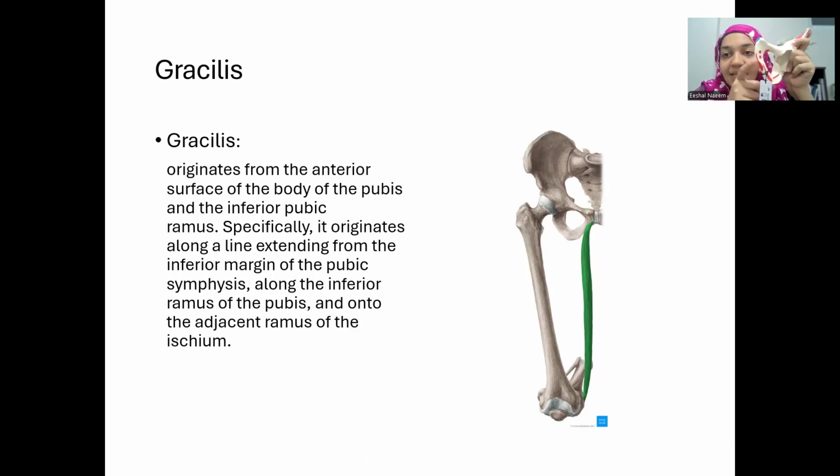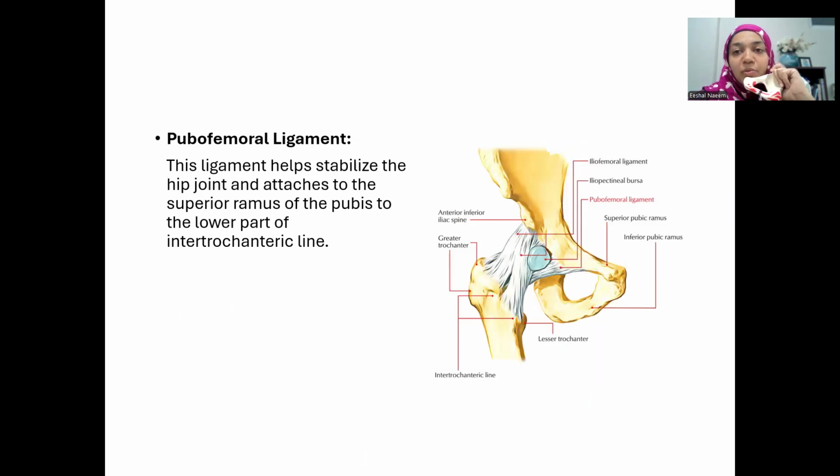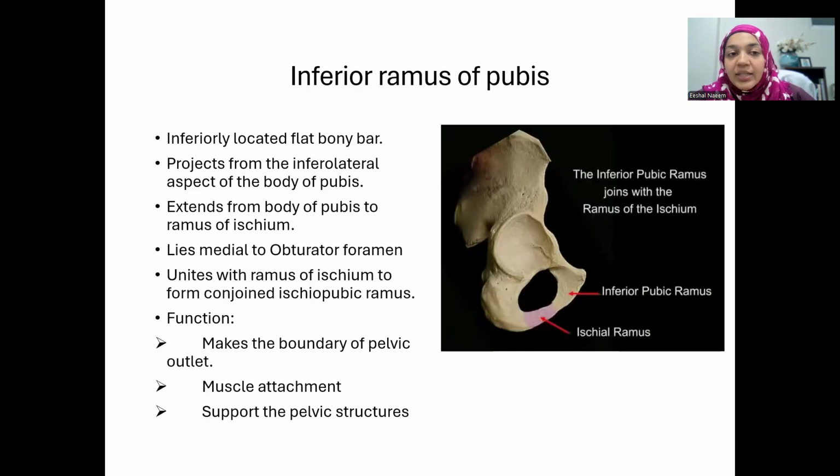So this is the gracilis originating from here. Moving on, we have the pubofemoral ligament. This ligament helps to stabilize the hip joint and attaches to the superior ramus of the pubis to the lower part of the intertrochanteric line.